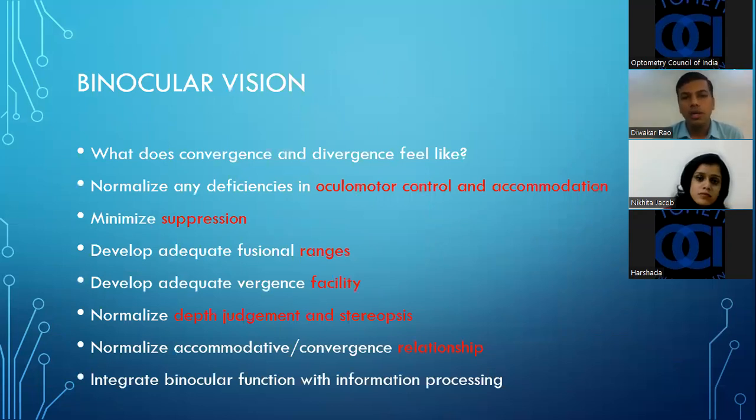If you go through the hierarchy, first work on oculomotor, then work on suppression, then improve the ranges of convergence, because in this patient the convergence was difficult. Then work on vergence facility, improve the base out values, then normalize the stereopsis. Now coordination between accommodation and convergence needs to be done.